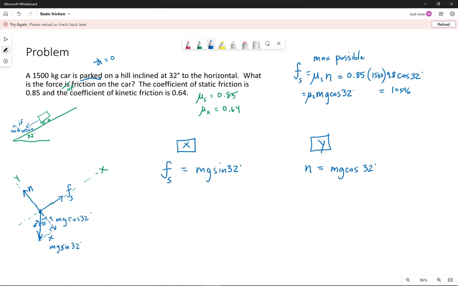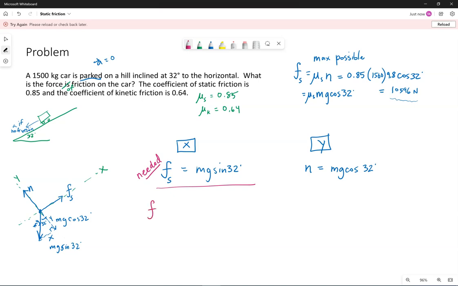Now, I'm not worrying about rounding right now. That's not my answer per se. This is the biggest the force of static friction can be. It doesn't mean it is that value. But I do want to know how big it can be to make sure that the car is not sliding down the incline. So coming back to the forces in the x direction, when we say the static friction force needs to equal mg sine 32, this gives us the force of static friction needed to keep the car parked.